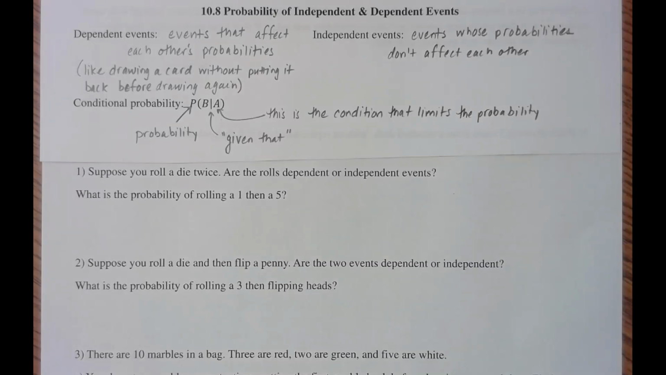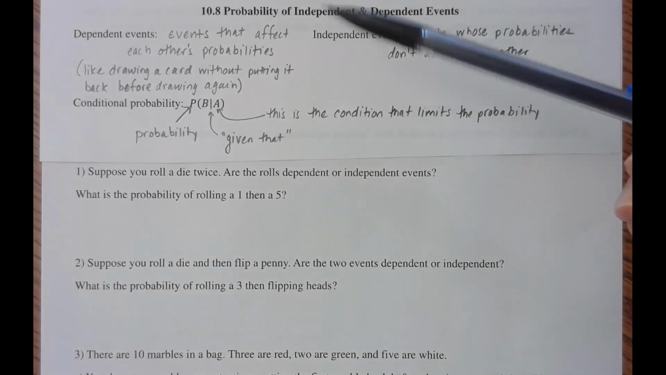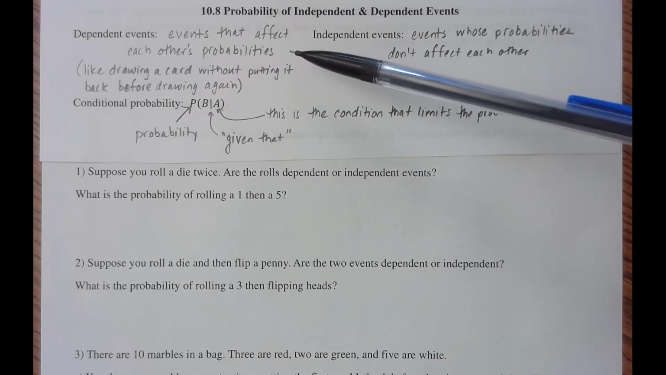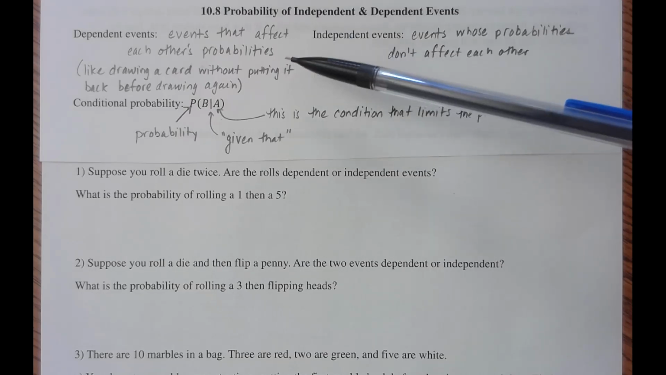Today we're going to talk about the probability of independent and dependent events. So we're going to start with some vocabulary. Dependent events are multiple events whose probabilities affect each other.